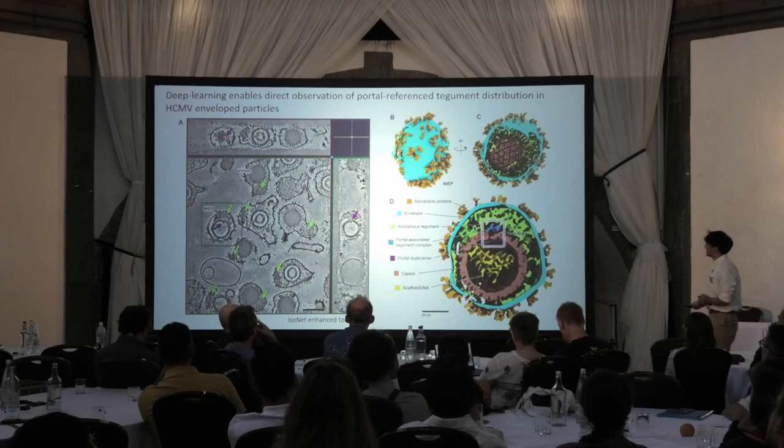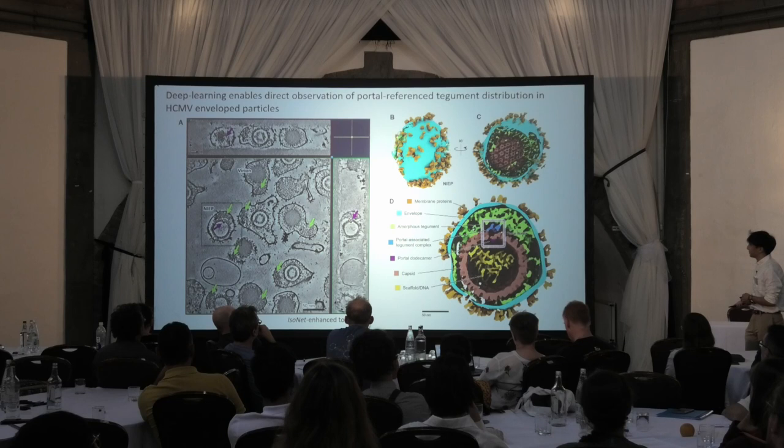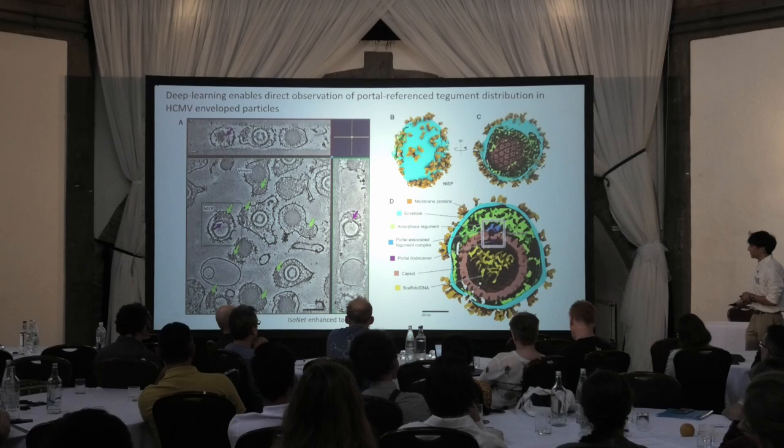And so doing a segmentation on one of these, we see all of this a little bit clearer, and you can see larger proteins on the envelope. The green is the asymmetric tegument, and then we see this portal-associated tegument complex decorating this portal dodecamer.